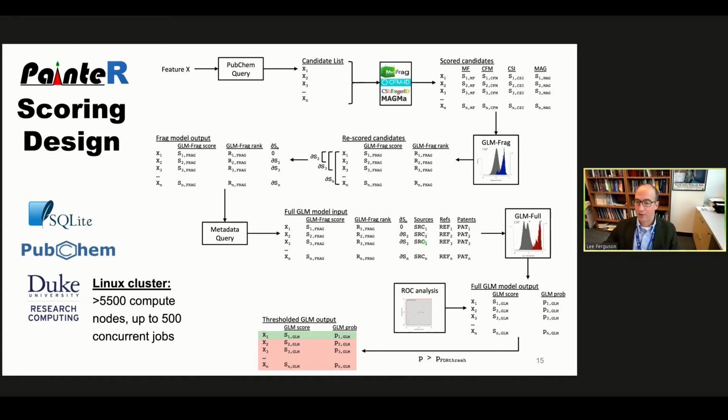We then combine that with data on the number of sources, number of references, and number of patents for each of the structure candidates that we're evaluating. We build that into a second generalized linear model that combines the fragmentation data as well as the metadata, and then we have our model output that we then threshold based on a probability cutoff built from a false discovery rate determination with our data.